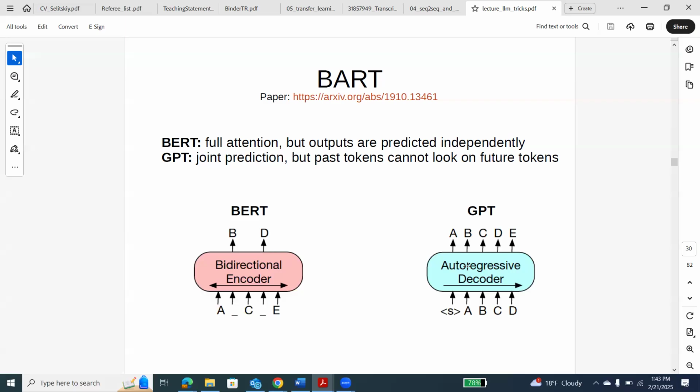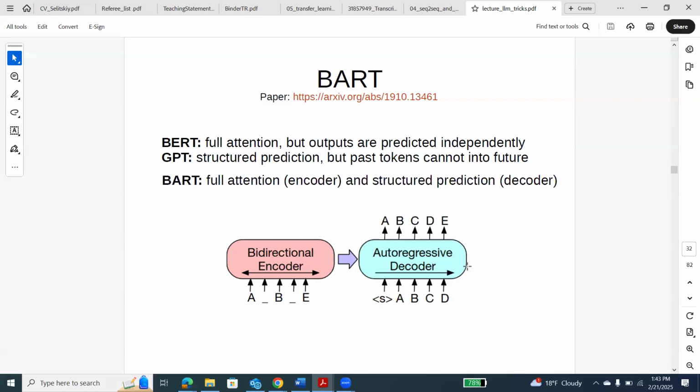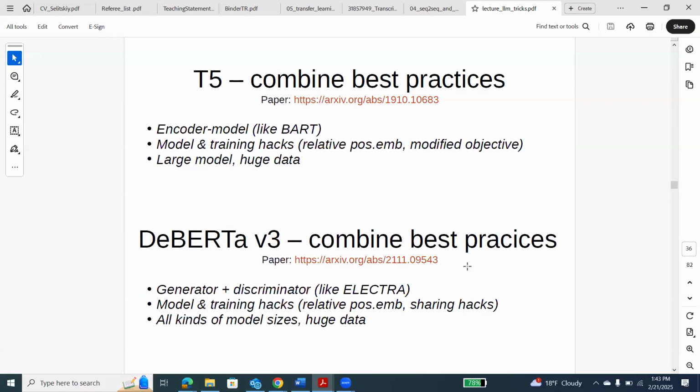Because we didn't cover GPT, I don't want to talk now about BART. So yeah, let's look at DistilBERT.